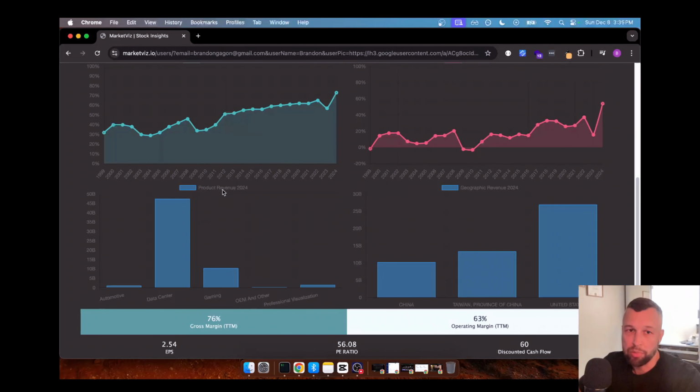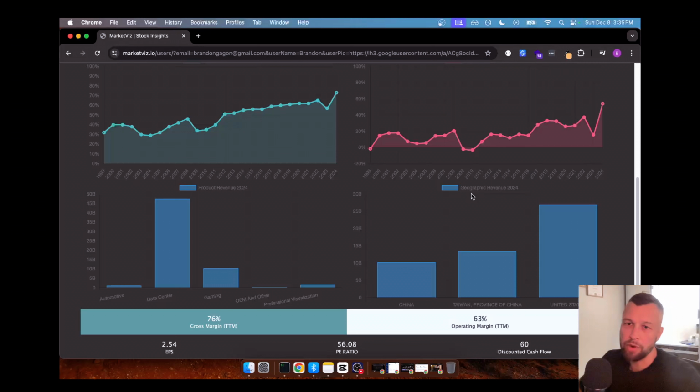So if we go look at the product revenue segmentation, we see that NVIDIA makes the bulk of their money from data centers. So these are probably large enterprise contracts with huge big tech firms like Amazon and Apple and so on and so forth. They do have some revenue generated from automotive, gaming, of course, other means, and then it looks like professional visualization.